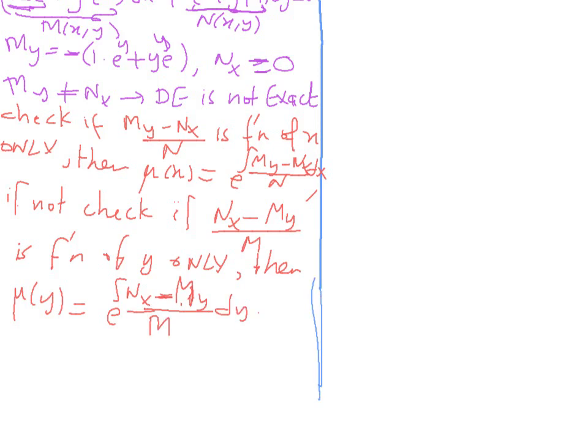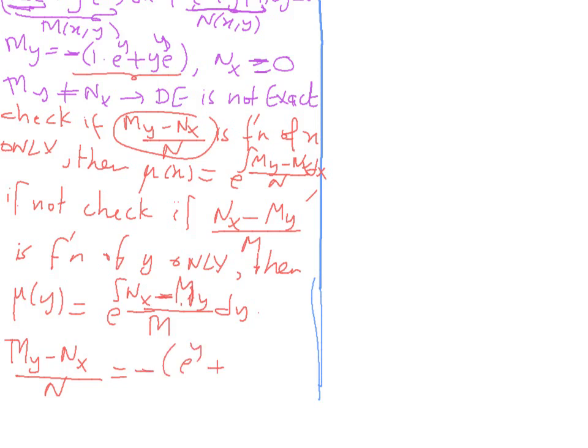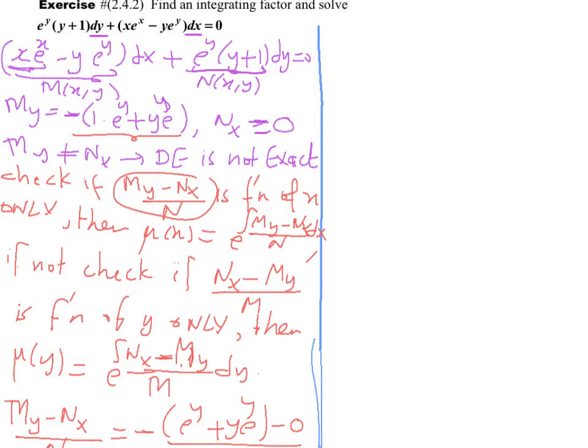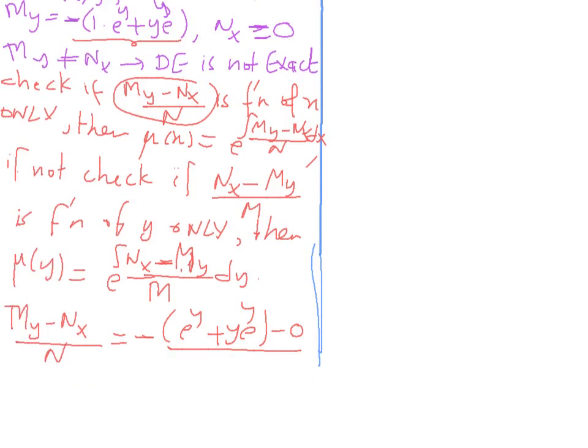Now, let us see. We are going to start with the first one, which is this. (My minus Nx) divided by N is equal to: My is this, which is minus e^y plus y e^y, minus Nx, which is 0, divided by N, which is this, and that is e^y (y plus 1). This actually cancels with this, and the answer is minus 1.